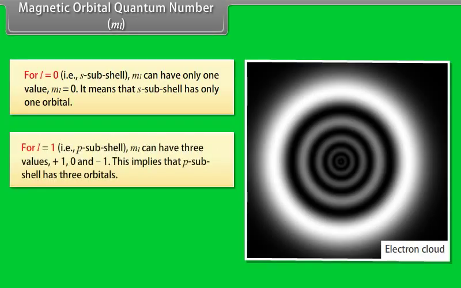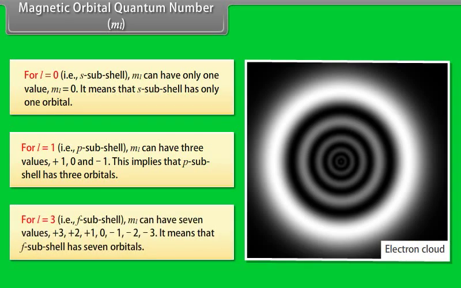For L equal to 1, ML can have three values: plus 1, 0 and minus 1. This implies that the p subshell has three orbitals. For L equal to 3, ML can have 7 values: plus 3, plus 2, plus 1, 0, minus 1, minus 2, minus 3. It means that the f subshell has 7 orbitals.